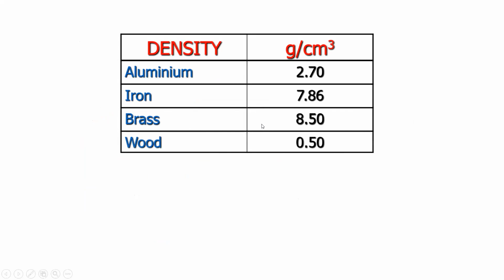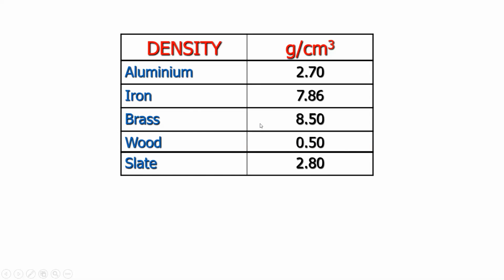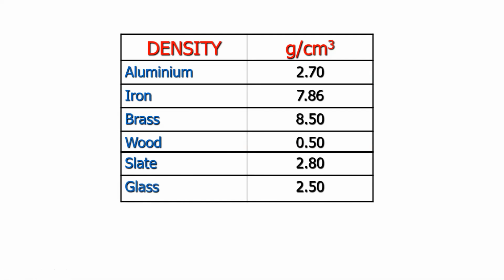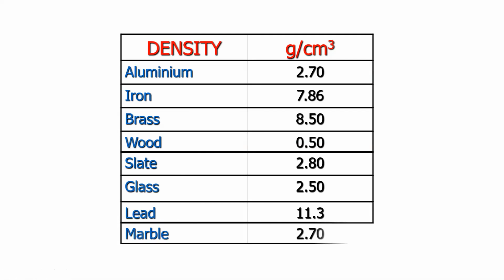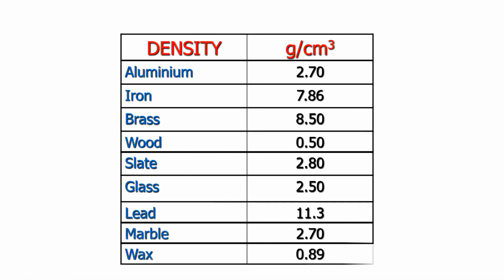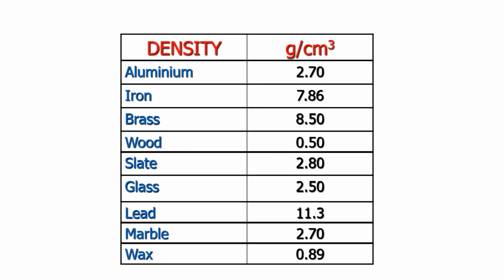So the density of aluminium is 2.7, iron is 7.86, brass, which is an alloy or a mixture, has a density of 8.5, wood is 0.5, slate is 2.8, glass is 2.5, lead is 11.3, marble is 2.7, and wax is 0.89. And the density of water is also important. It is 1 gram per centimeter cube.